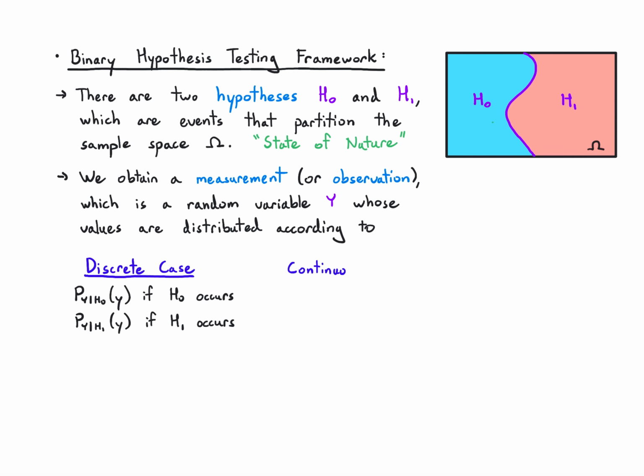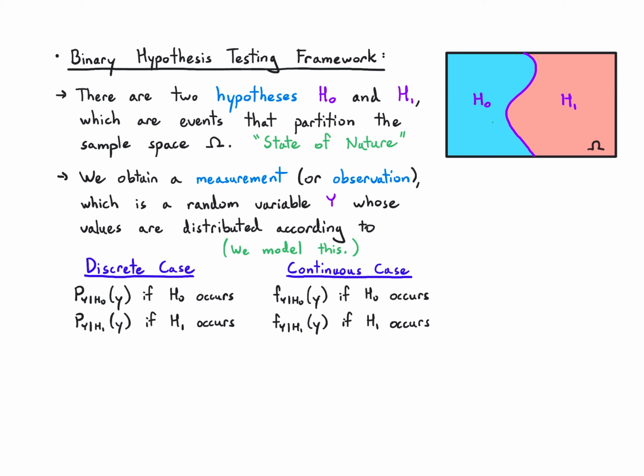In the continuous case, it's the same thing, except I just replace PMF with PDF. So I have a conditional PDF given H0 and a conditional PDF given H1. This is something that we model. We get this measurement, and maybe we even design the apparatus to collect it, so we know how to model it. In any case, we understand the physics and distributions well enough to make a probabilistic model of how measurements look if H0 occurs and how measurements look if H1 occurs.